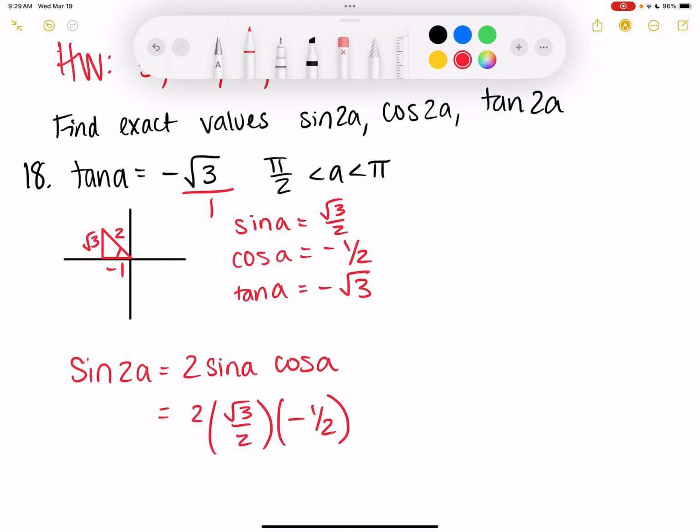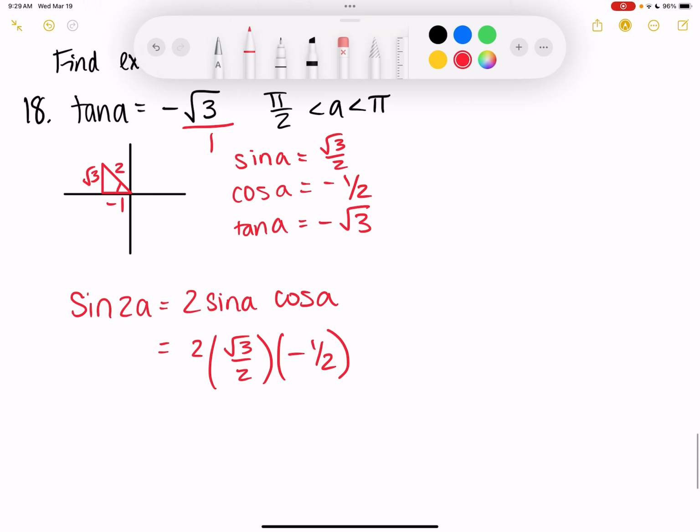Everything cancels. The 2's cancel, because it's 2 over 1. This is going to be the next keep change flip problem. So look, the 2's cancel. All I'm left with on top is a root 3, and on the bottom is a 2, and it's negative. So sine of 2a is negative root 3 over 2.